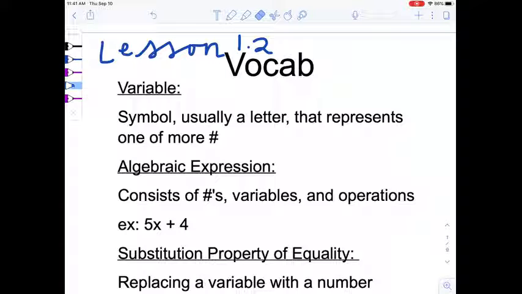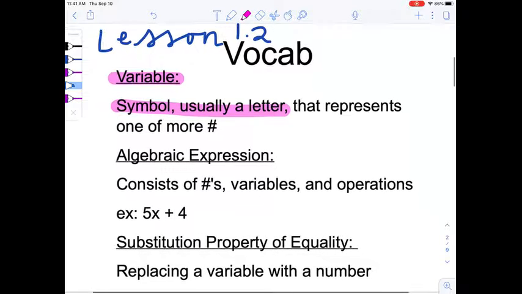This is lesson 1.2. So just a few vocab words before we start. First vocab word is variable. A variable is a symbol, usually a letter, that represents one or more numbers. An algebraic expression consists of numbers, variables, and operations. So this example of 5x plus 4 is an algebraic expression because there's numbers, variables, and an operation.